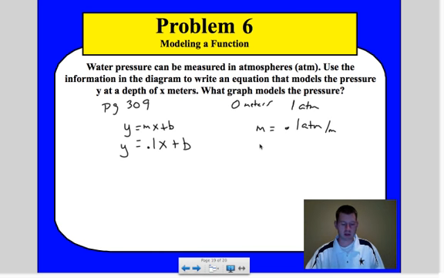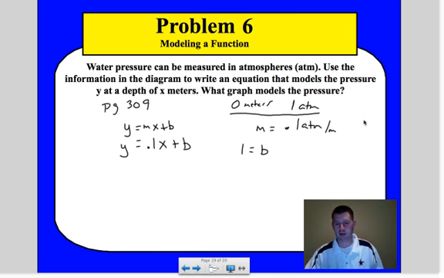Now we want to figure out what our y-intercept is. You've got to be real careful on this, because they actually did give us this information. If we plug in 0 for x, which is what meters represents, 0.1 times 0 is 0, and 0 plus b is b. So b equals what they said it's going to equal, which is 1. So we have 1 equals b. Anytime they give us 0 as the input, that is actually our y-intercept.